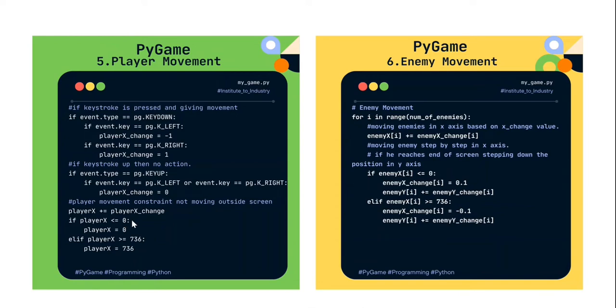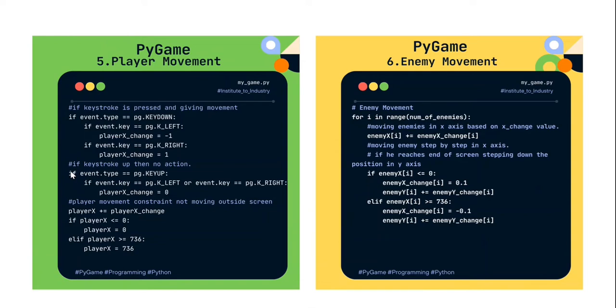So here, player x is less than 0 means he is out of screen, out of screen in the x direction. So he should not move further. We have kept the constraint as x equal to 0, and if he moves beyond 736, we should not move the player further, because the screen constraint is there. So we kept it as player x is 736 position. So this is the player movement.